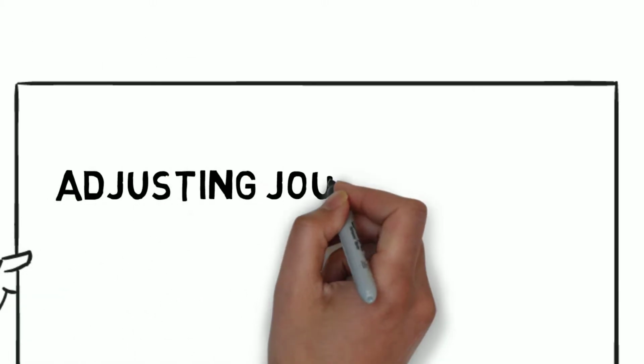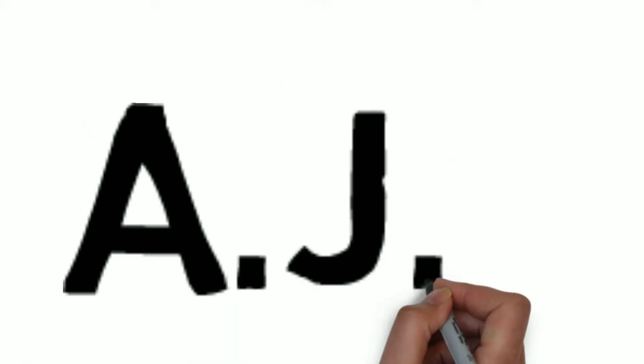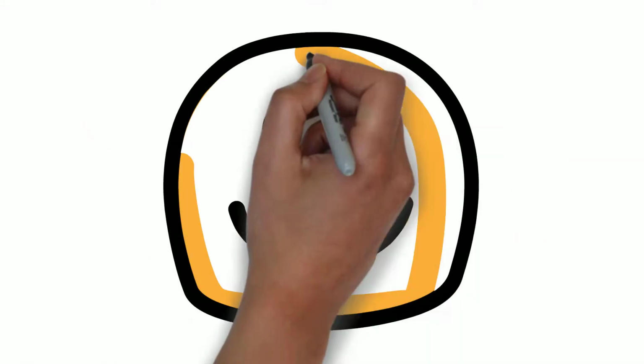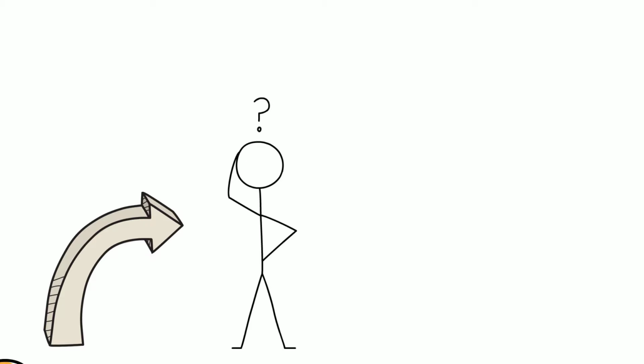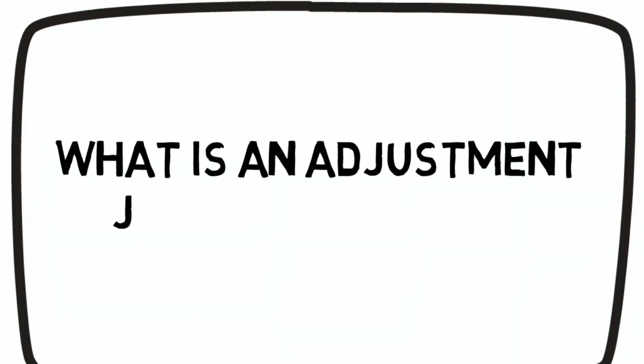Hey guys, so today we're going to be talking about adjusting journal entries, commonly referred to as AJEs, in ADMS 2500. So adjusting journal entries is a fairly simple concept once you get the hang of it. So you might be wondering, what is an adjustment entry?